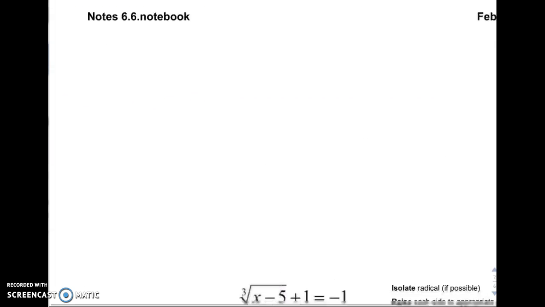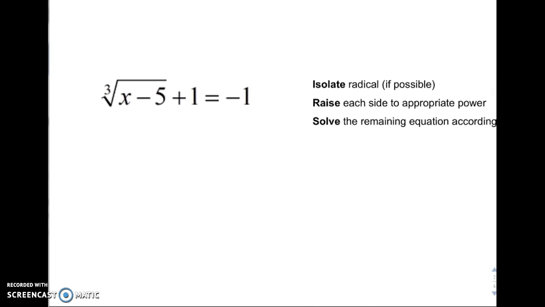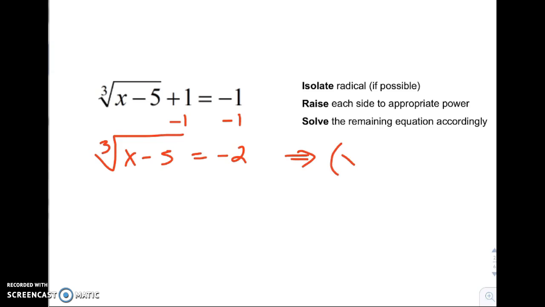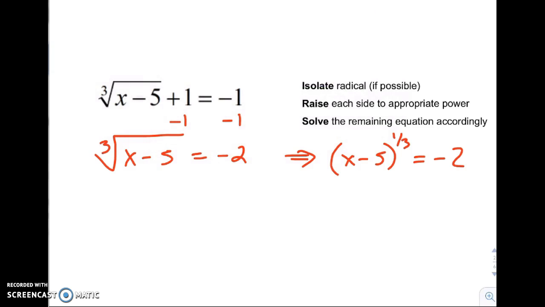Okay, so you've seen what we have to do. We're just going to go through some examples executing it. So step number one is to isolate the radical, and you'll see what I mean by that, if possible, in a second. But this one we can. We'll subtract 1 from both sides, so we have the cube root of x minus 5 is equal to negative 2. Just remember that you could rewrite this as x minus 5 to the 1/3 is equal to negative 2. Regardless, you are going to raise each side to an appropriate power.